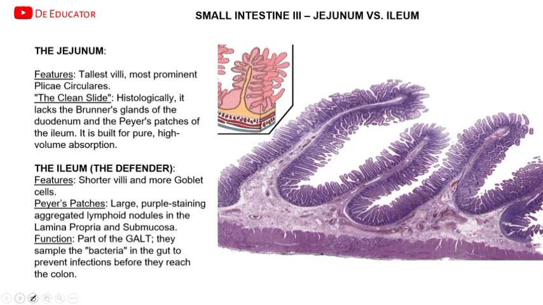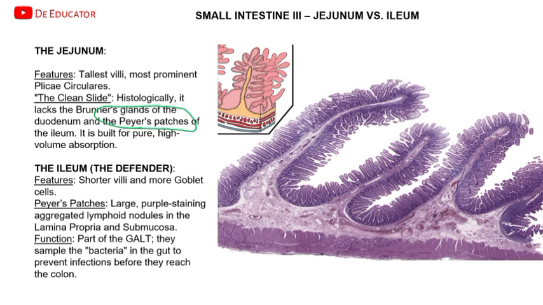Now for the jejunum, how do we know it is jejunum? The jejunum has the tallest villi. So when you see that the villi are very tall, your mind should go to jejunum, but that's not the only reason. Another thing is that they have prominent plicae circulares. The Peyer's patches are found in the ileum. So if you don't see Brunner's glands and you don't see Peyer's patches, then you know that it is jejunum. No need to think too much.